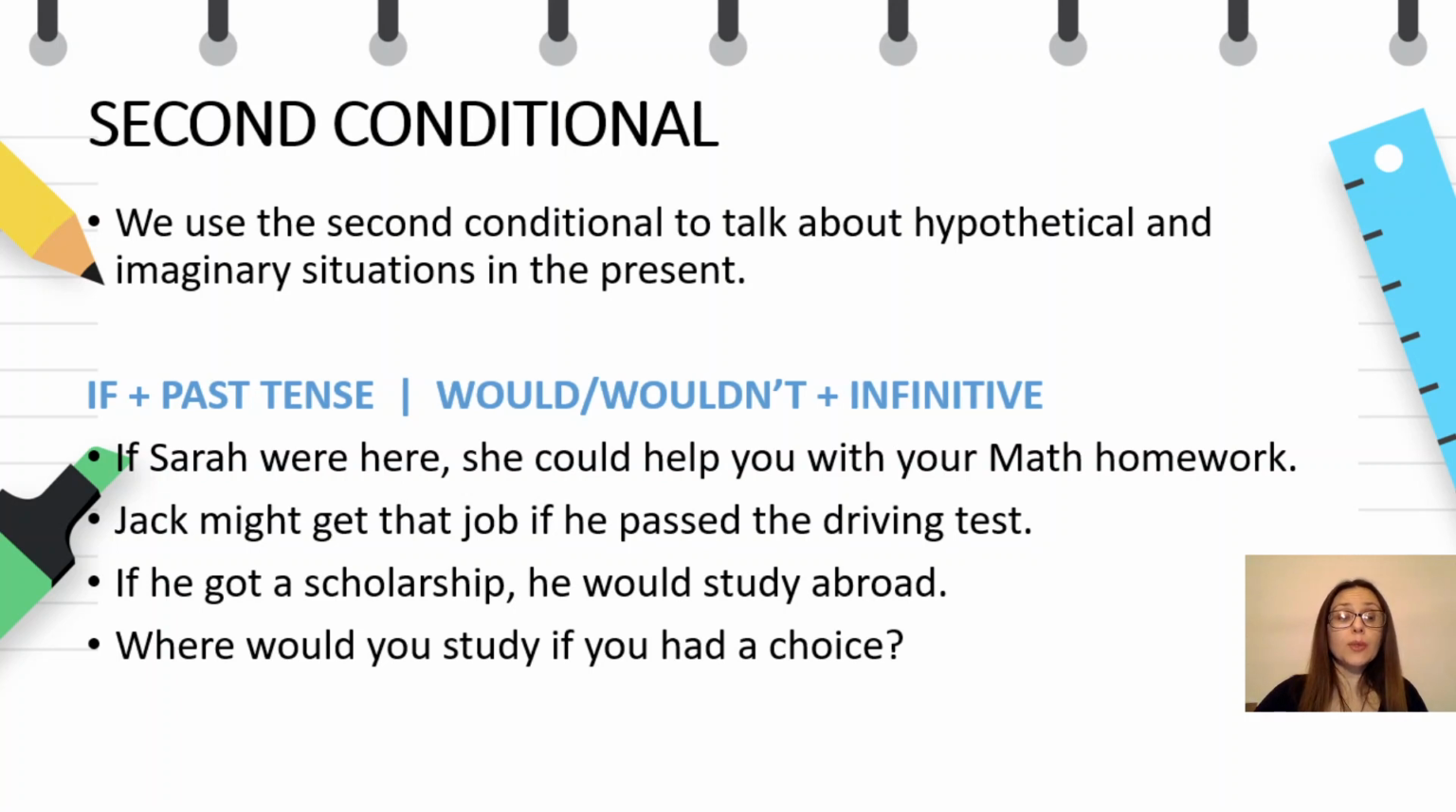Let's take a look at some more examples. If Sarah were here, she could help you with your math homework. This means that Sarah isn't here and she can't help you with your math homework. Jack might get that job if he passed the driving test. When he passes the driving test, he can get the job. If he got a scholarship, he would study abroad. This means that he doesn't have a scholarship now and he can't study abroad. And the last example, where would you study if you had a choice?